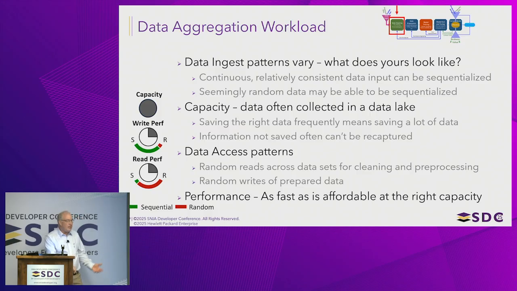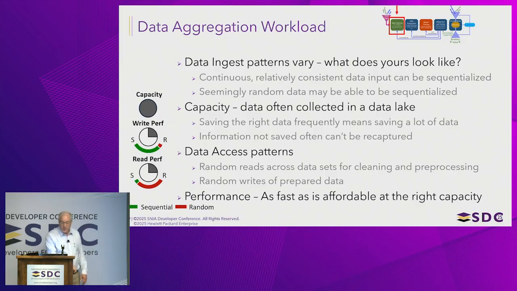What do the data access patterns themselves look like? For the writes, we talked about that. The data ingest is writes. Hopefully you can sequentialize that. Reads tend to be fairly random as you're going around doing cleanup of your data. And then you do some random writes of the clean data back into the system. So you tend to have a high sequential load of everything coming in, with random reads and writes for the data cleaning phase. So what do you want for performance?